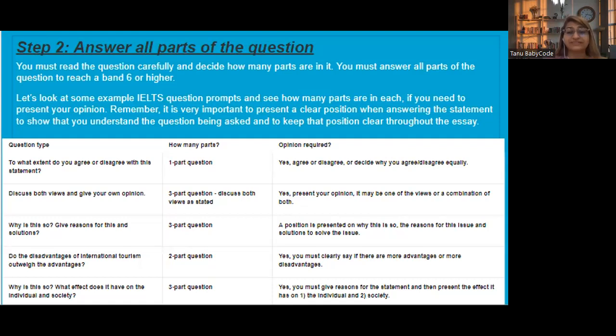A position is presented on why is this so. So you will be writing first for that. Then you will be writing the reasons for this problem, this issue, and then solutions to solve this issue.